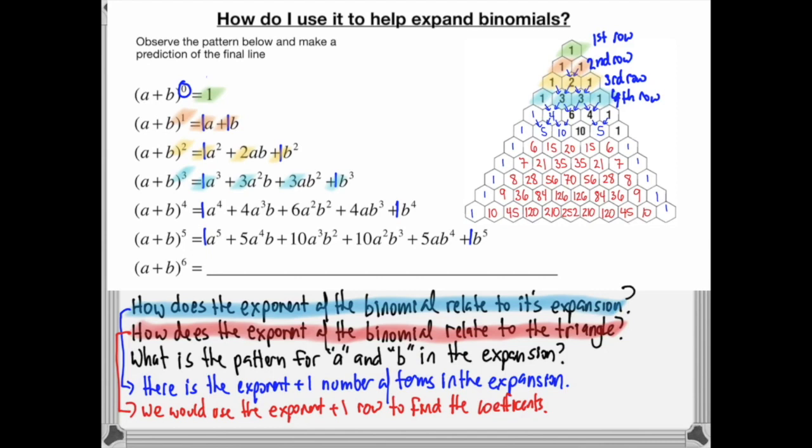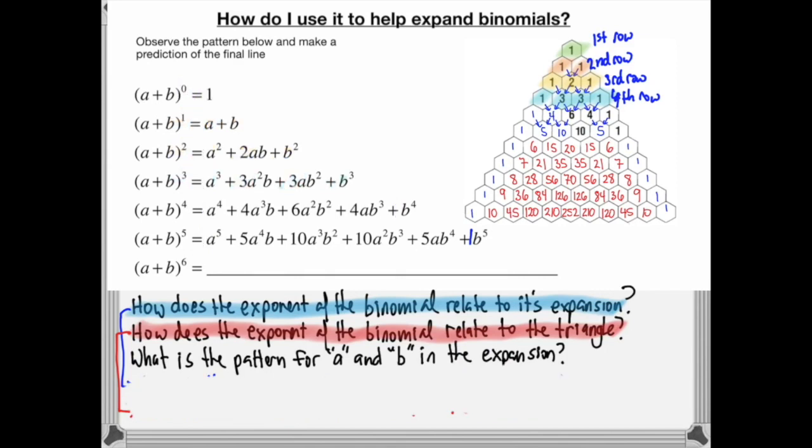Okay, so that means we know how many terms are going to be in our binomial expansion, and then we know which row to use to find the coefficients of all of our terms. Now, finally, for the patterns for A's and B's, we're just going to leave these as is and say that anything raised to the 0 is going to give me 1, and anything raised to the first power is just going to give me what it is. The patterns really kick into gear when we start doing this.